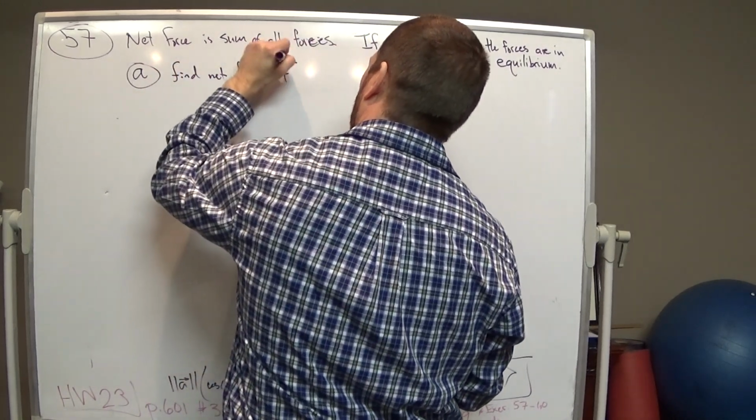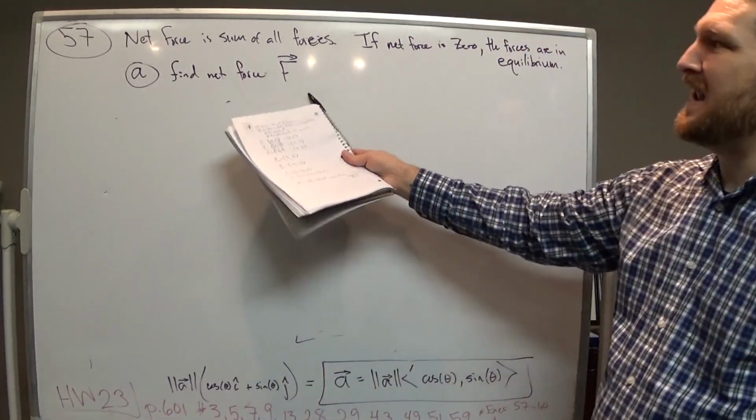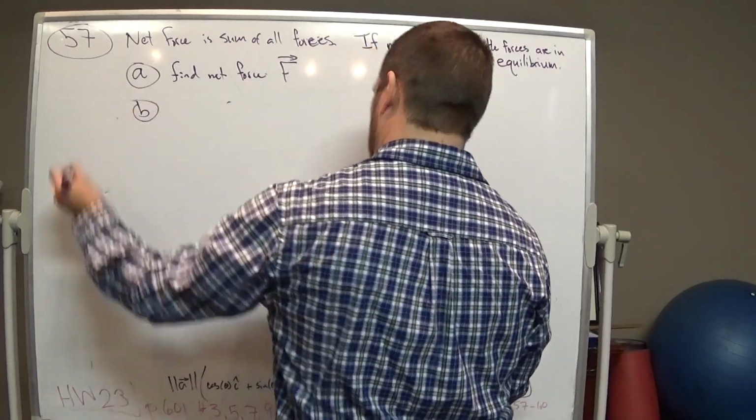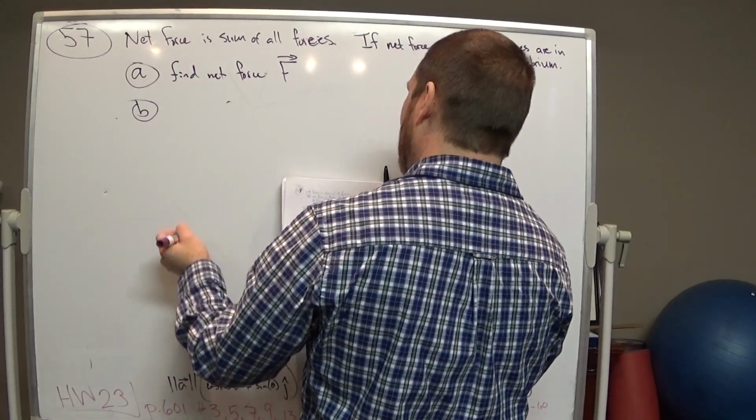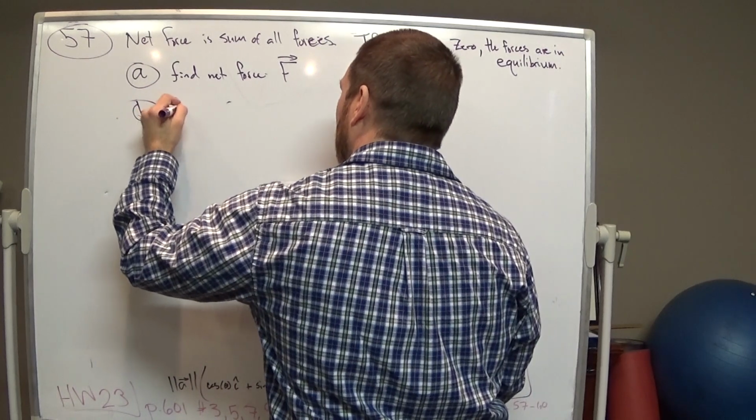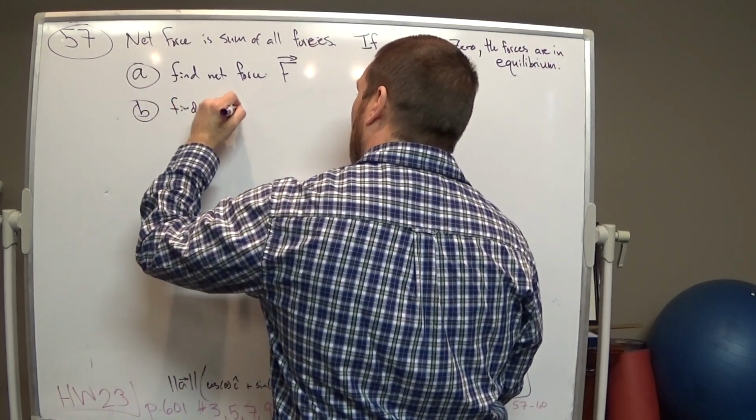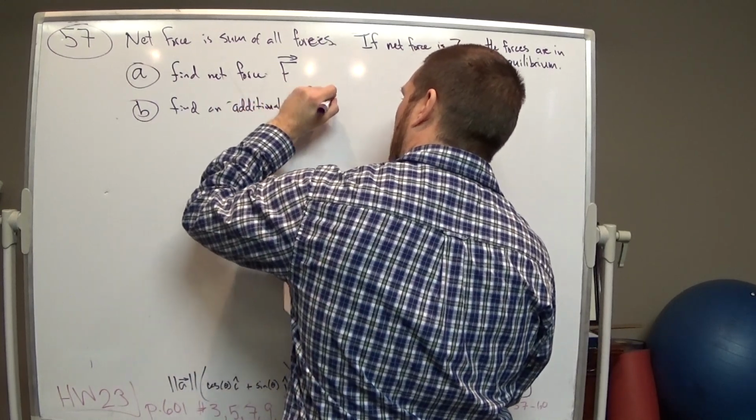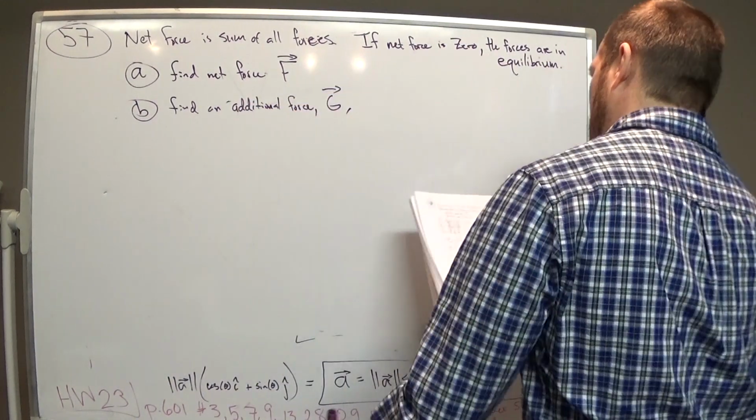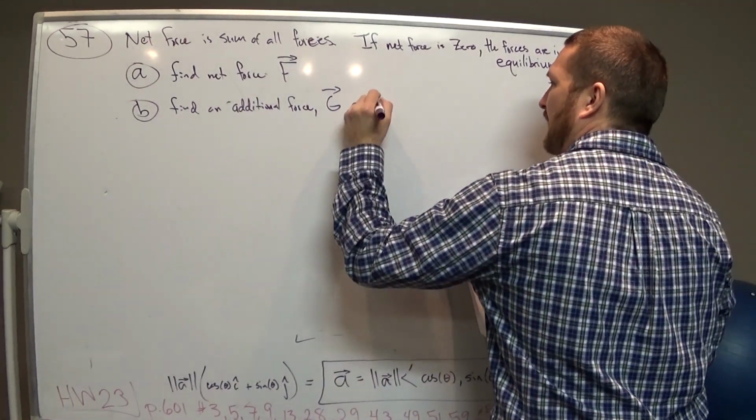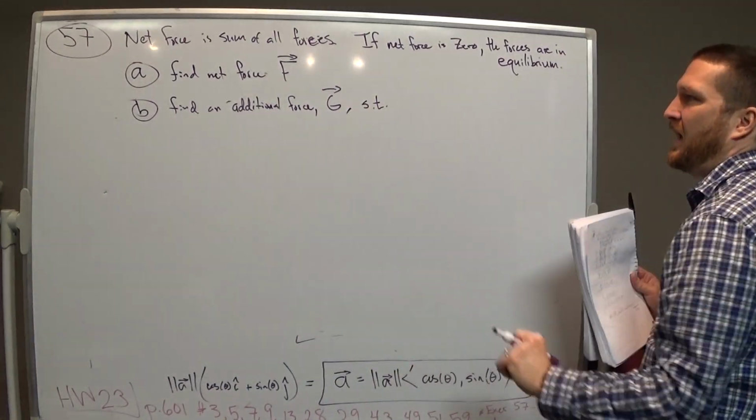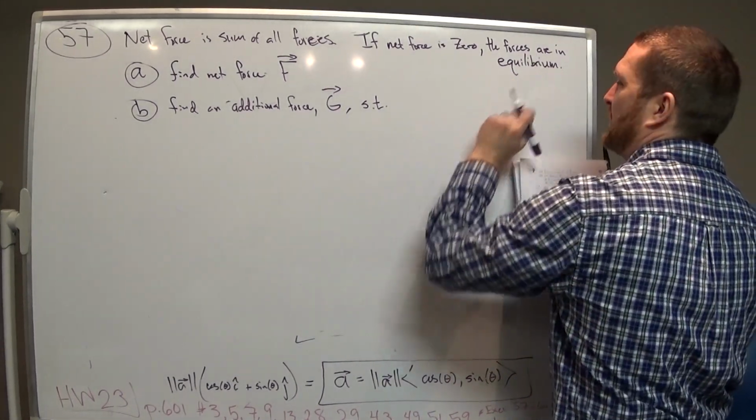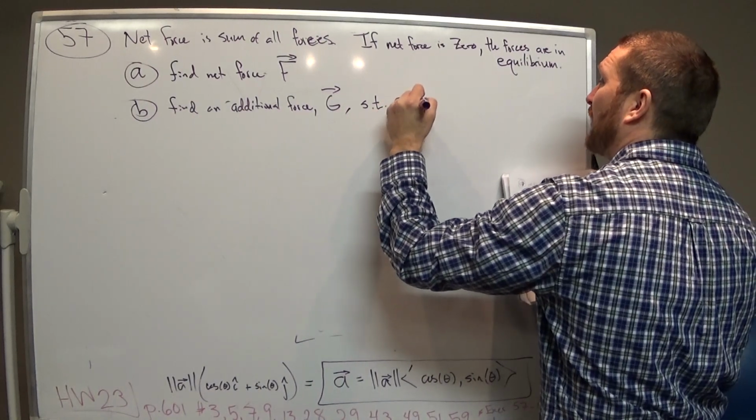And they gave it a name for you, big capital F. I know we were doing F net, whatever, doesn't matter. And then they tell you, B, to find an additional force. This is why I'm going into this. Find an additional force. Call it G. Such that, I don't know if I've done this that often, such that the forces, or I think it says equilibrium occurs.